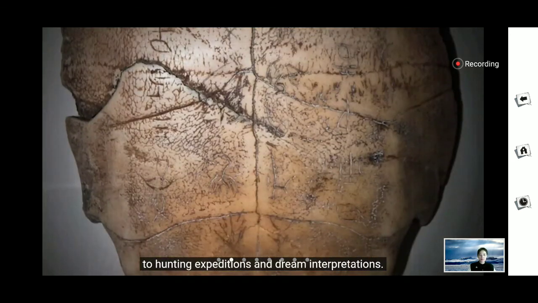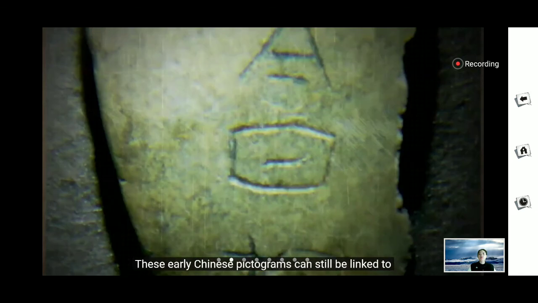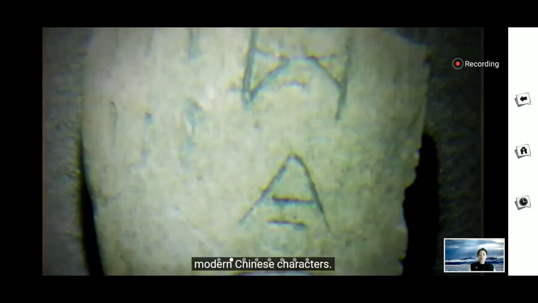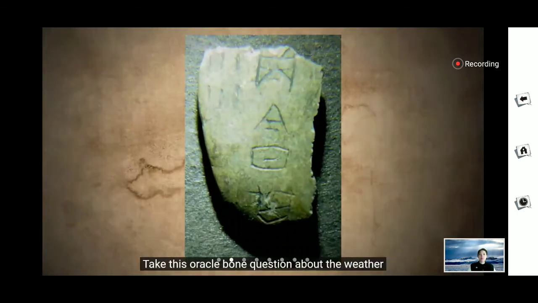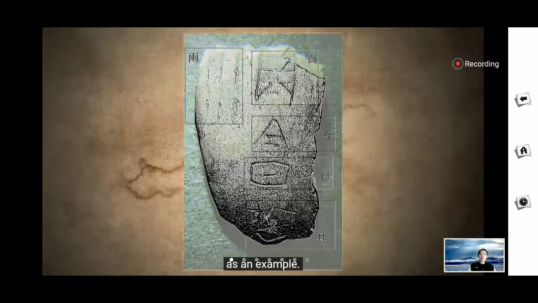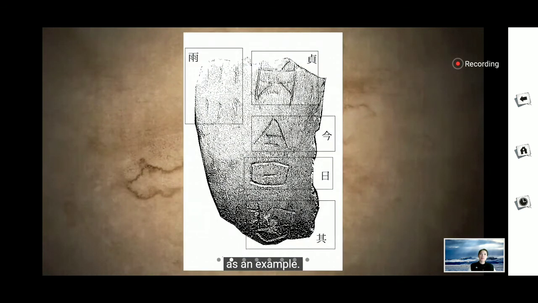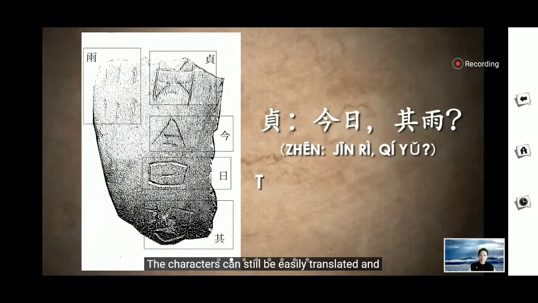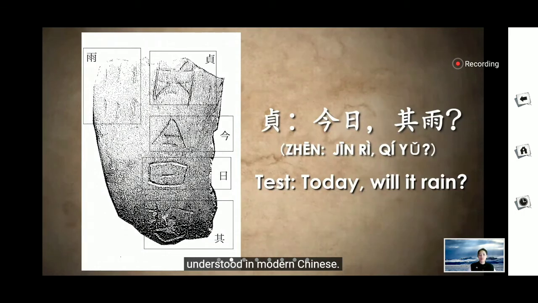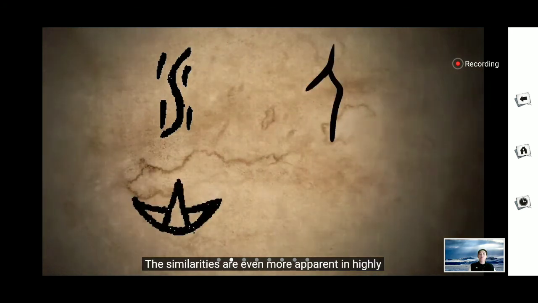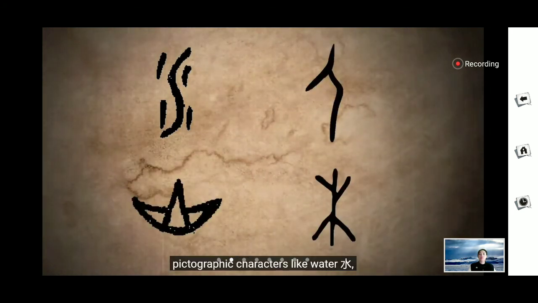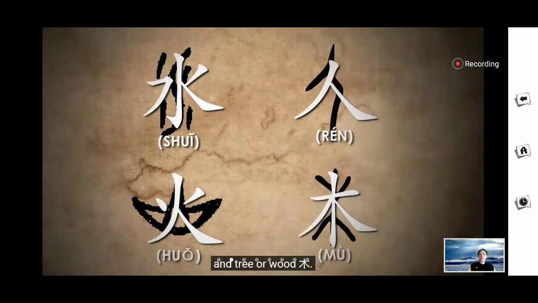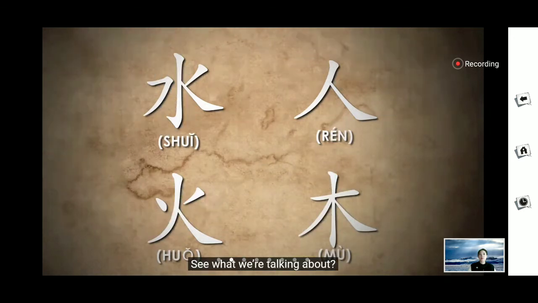These early Chinese pictograms can still be linked to modern Chinese characters. Take this oracle bone question about the weather as an example. The characters can still be easily translated and understood in modern Chinese. The similarities are even more apparent in highly pictographic characters like water, shui, fire, huo, person, ren, and tree or wood, mu. See what we're talking about?